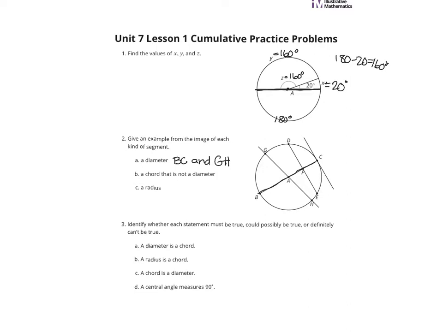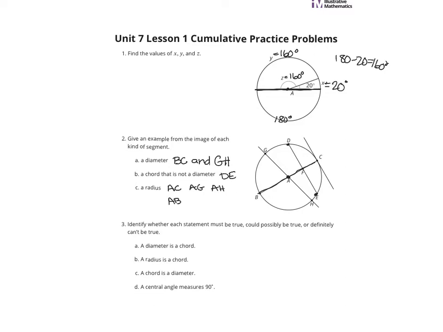Our next one says a chord that's not a diameter. So that means something with the endpoints on the circle that does not go through the center. So that looks to me like it's DE. And finally, a radius. There's actually many radii in this picture. Pick anything that starts with A. So for example, AC, you could also write it as CA. You've got AG or GA, AH or HA, AB or BA.